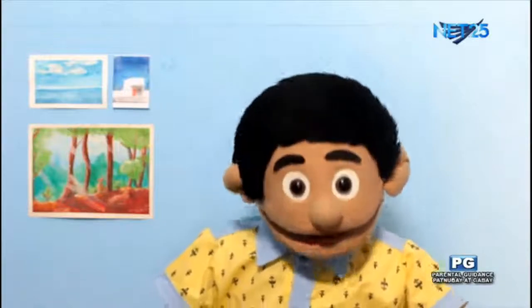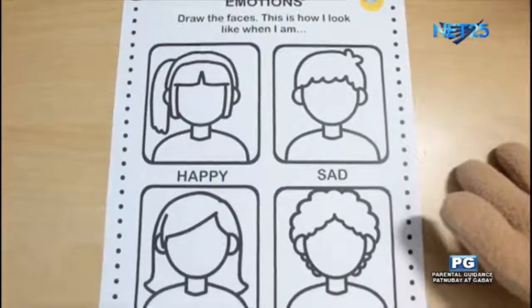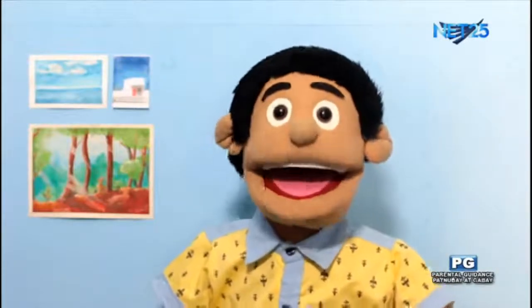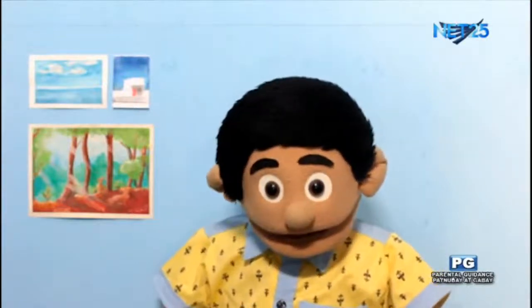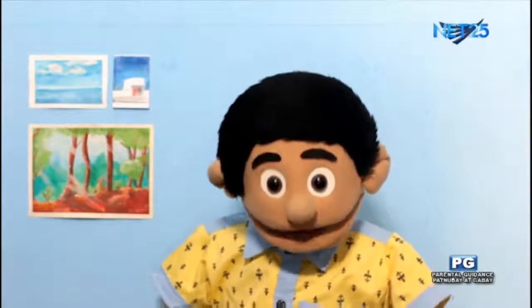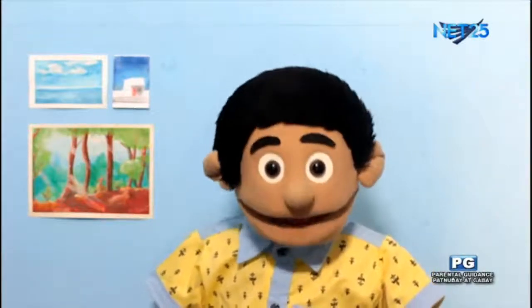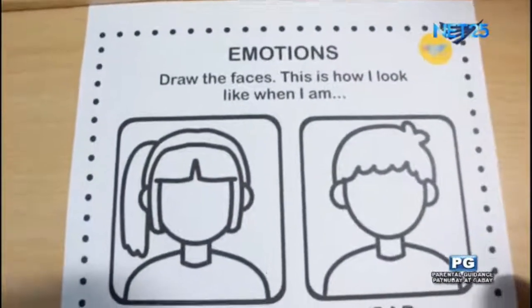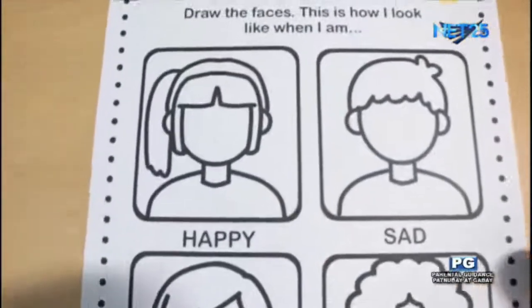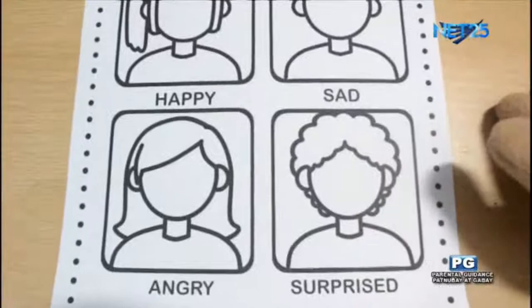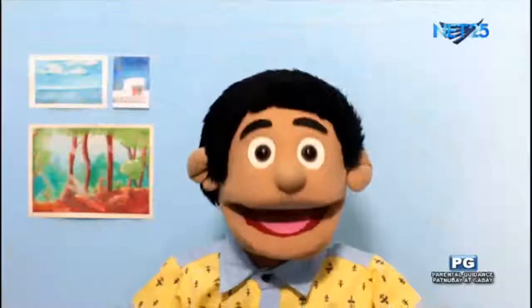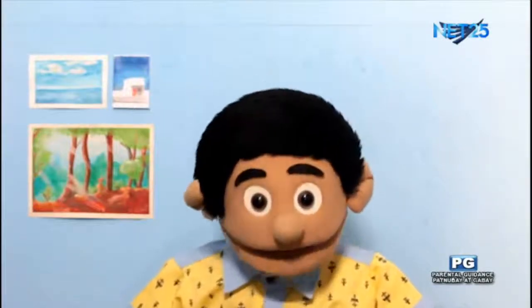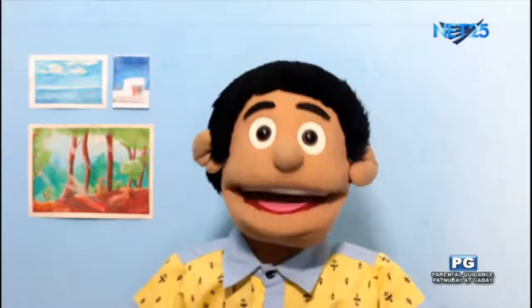Look at this worksheet. We can see that there are four different drawings. Let's read the instructions together, friends. Okay, there are four blank faces. We are going to draw the faces. This is how I look like when I am happy, sad, angry, and surprised. We will draw four different emotions: happy, sad, angry, and surprised.